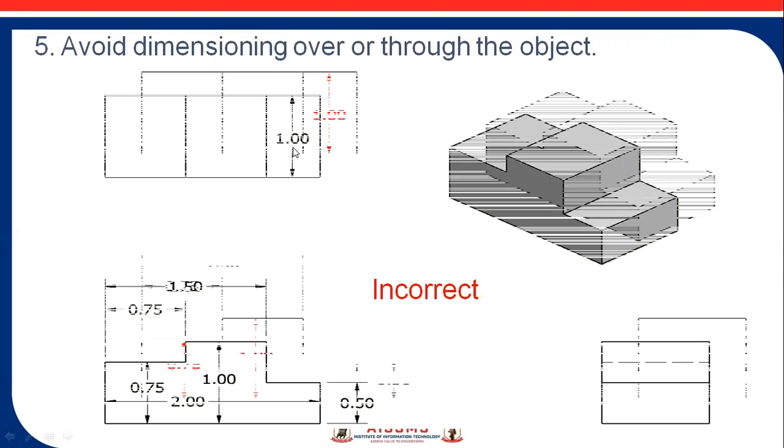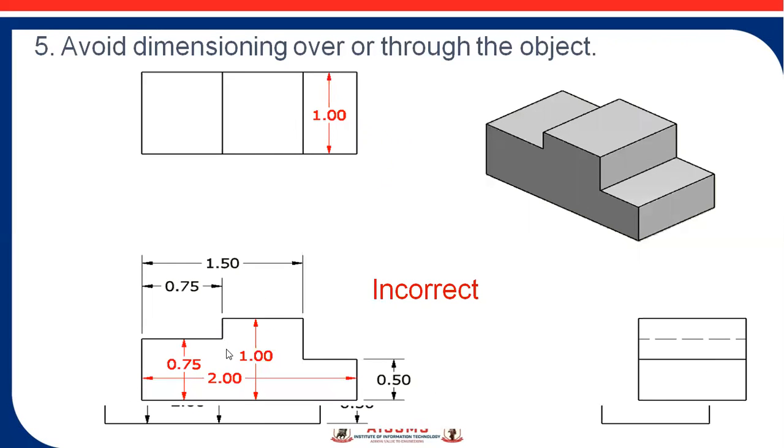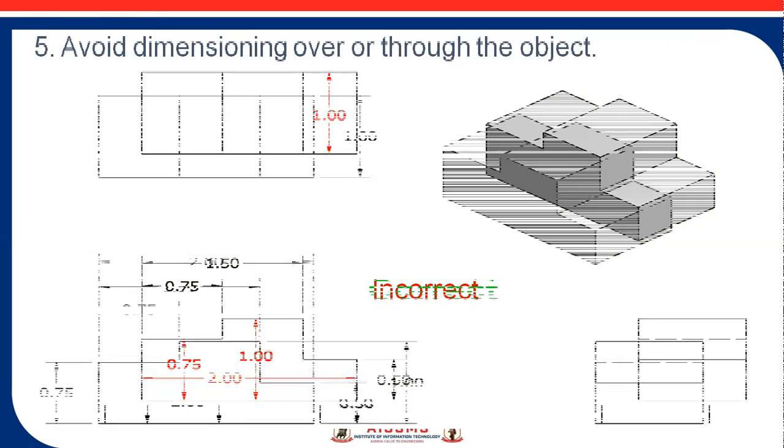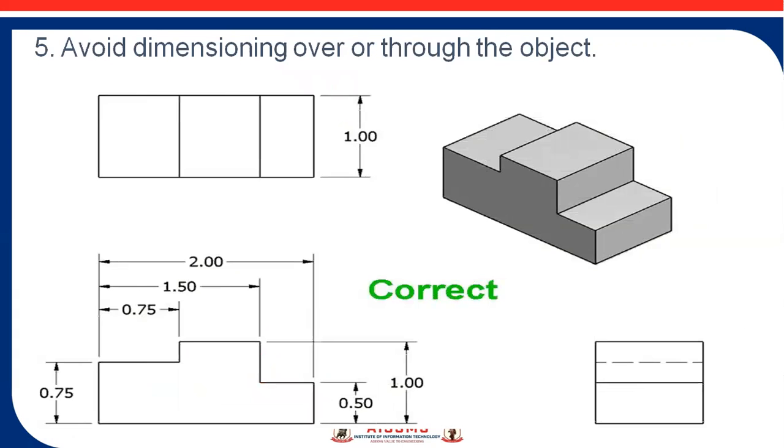You can see the red color indicates all the dimensions, 2 mm, 1 mm, 0.75 mm, 1 mm. Those dimensions are crossing each other, and this is an incorrect way of dimensioning. It may confuse the readers. So the correct way of dimensioning is this: 1 mm, which is shown outside the view, 0.75 mm, 1.5 mm, the same components in a parallel kind of dimensioning, which are not shown inside the object. This is the correct way of dimensioning.